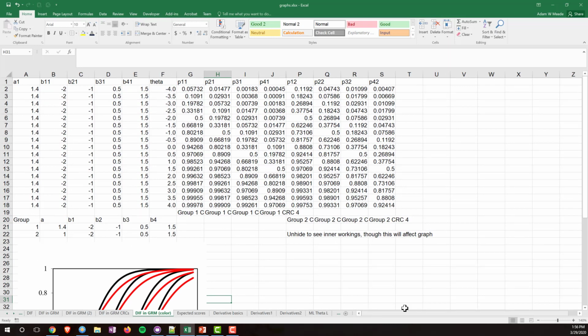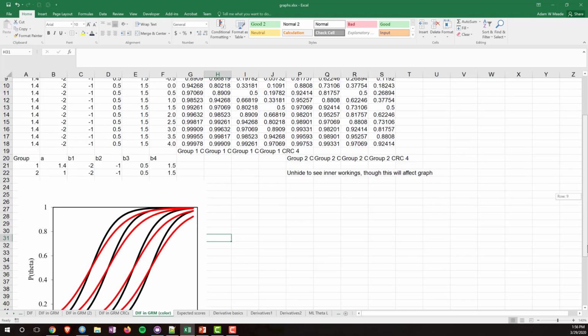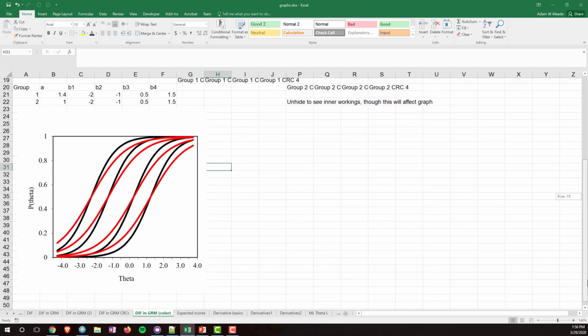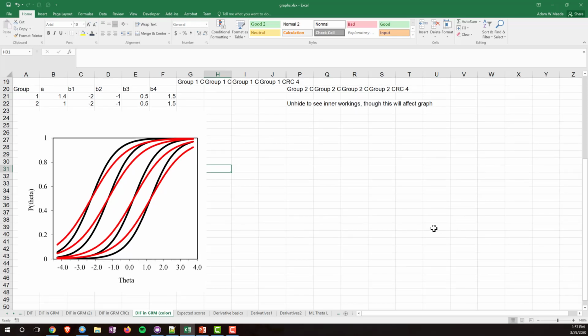And what I've got graphed here are the BRFs, the boundary response functions, for two groups in the graded response model. So it's a little bit busy. I apologize for that, but that's part of showing it to you. If I make these two lines identical, that sort of hides one set of lines. We essentially have the same situation here.